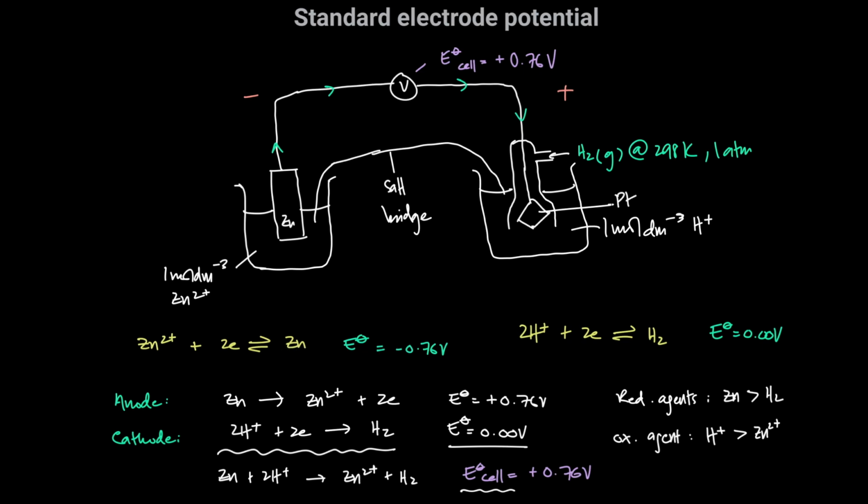As far as understanding is concerned, we know that H plus is a better oxidizing agent than Zn2 plus. Therefore, the reduction of Zn2 plus is not as favorable as the reduction of H plus. So the reduction of Zn2 plus has a standard reduction potential of negative 0.764.